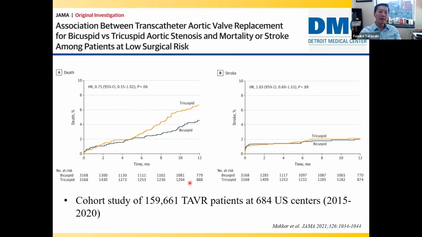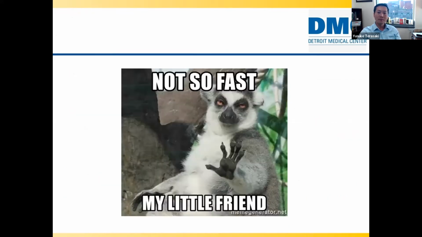And you can see in the data, it's the same Sievers group that published this a few years after, basically showing that there's really no difference in the mortality rate between the tricuspid and bicuspid valve. Even though it looks like there's a difference, there's no statistical difference right here, as you can see. And there's no statistical difference between the stroke rates for the low risk patients. So when you look at the data, you might say, I guess TAVR is the way of the future. No more surgery. Not so fast, right?